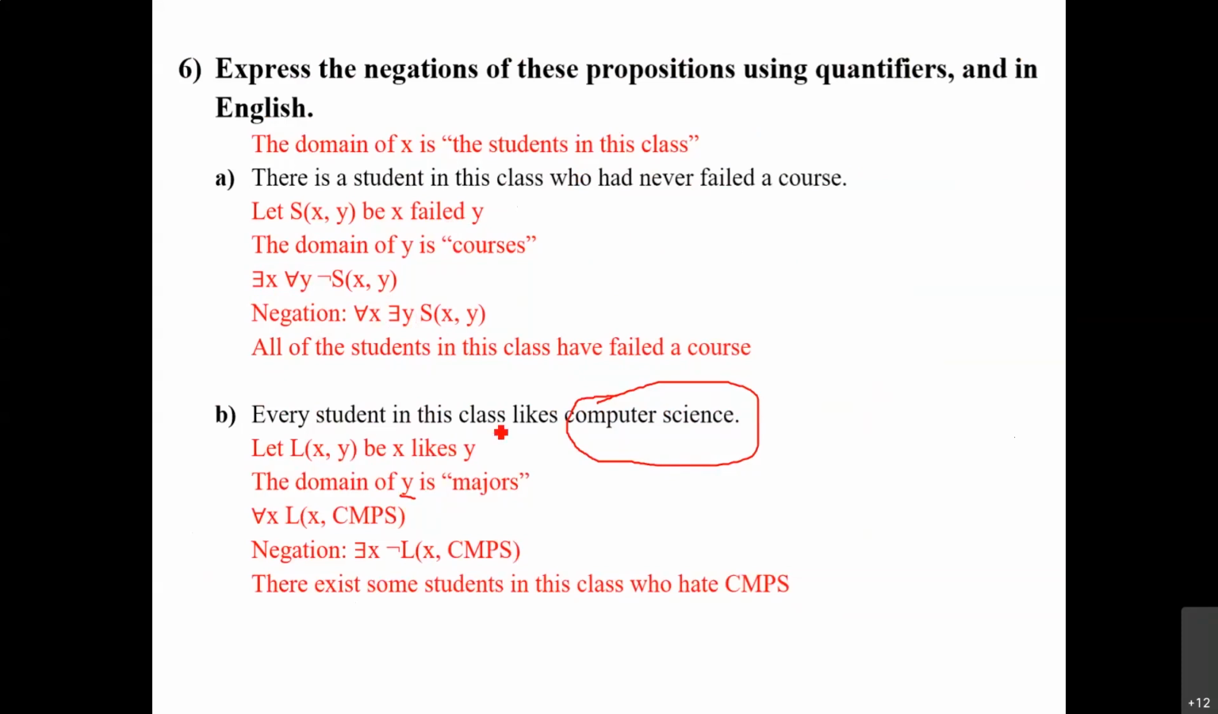Every student in this class likes computer science. For every x, L of x CMPS. X likes CMPS. We didn't have to specify that x is in this class because remember, the domain of x is students in this class. Negation, just add a not. For every x, it becomes there exists x, not L of x CMPS. There exists a student, or some students. It's at least one student in this class who does not like CMPS.